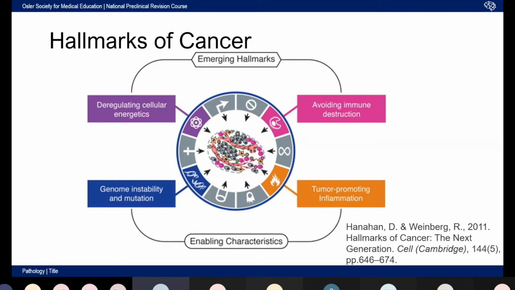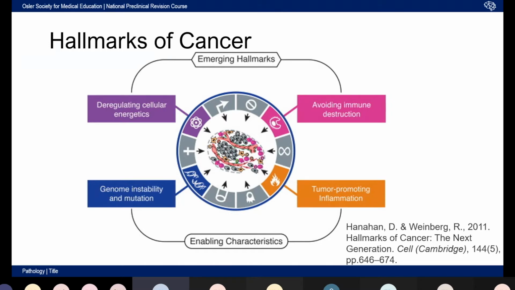They also added 2 enabling characteristics for cancer. So genome instability and mutation, for example, changes in repair mechanisms. So that's mutations in BRCA1 and BRCA2, the breast cancer genes. These two genes are involved in DNA repair. And also tumor promoting inflammation. So inflammatory cells secrete lots of growth factors that can help tumor growth.